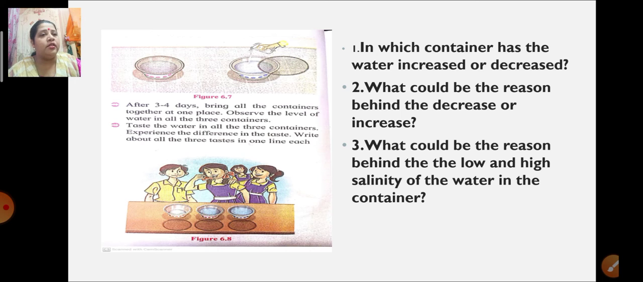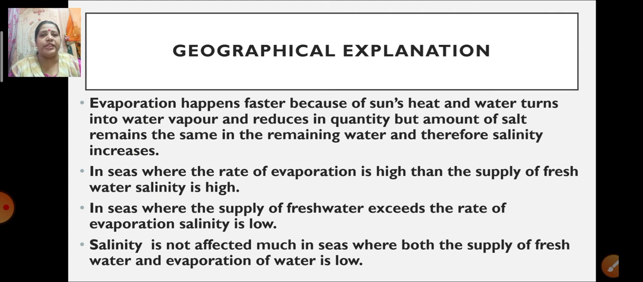What could be the reason behind the low and high salinity of the water in the container? Why has the salinity become low or high? That we are going to learn in this geographical explanation of the experiment we have just done.